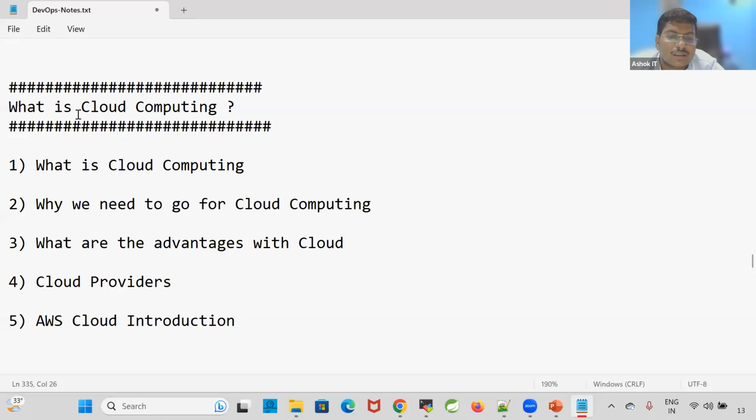In today's session, we are going to understand what is cloud computing, why we need to go for cloud computing, what are advantages with cloud computing, who are the cloud providers available in the market, and AWS cloud introduction we are going to understand. All right, guys, let's get started.